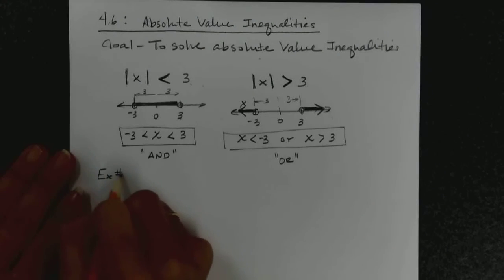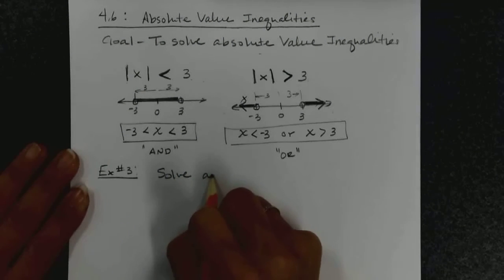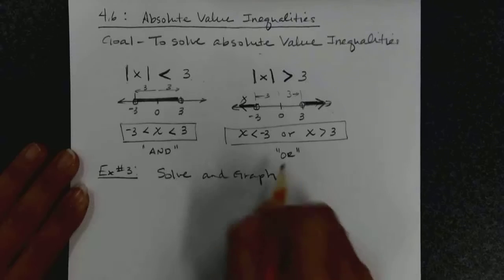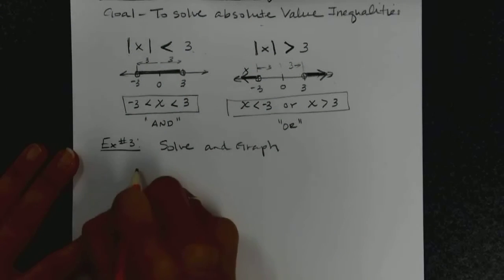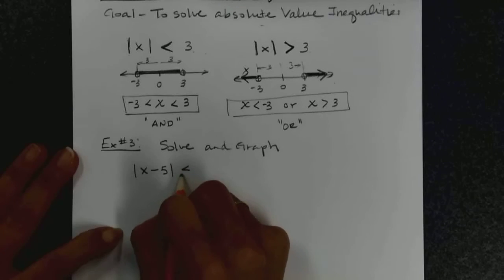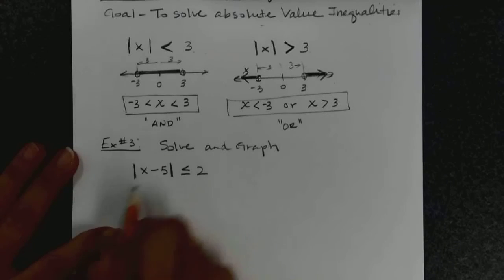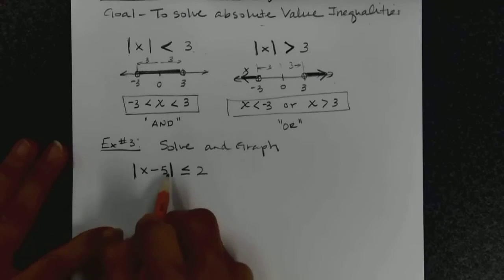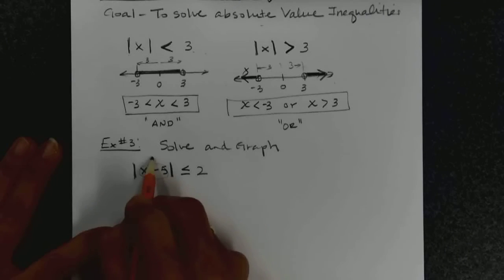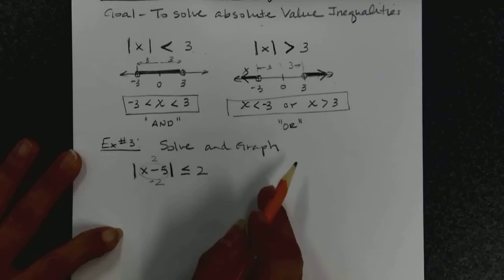So in your book, example number 3 is to solve and graph the absolute value of x minus 5 is less than or equal to 2. If you notice, I have the absolute value by itself, and I don't have anything on the outside. And I want to know what numbers would make this be 2 or -2, like with the absolute value equations.